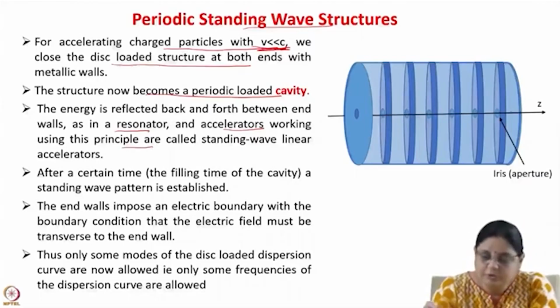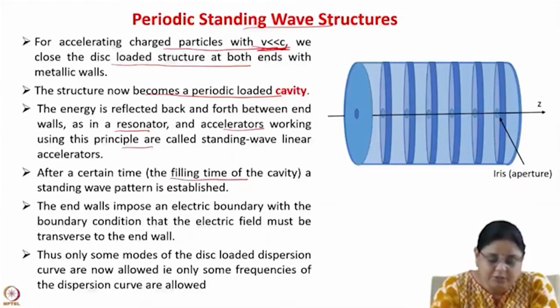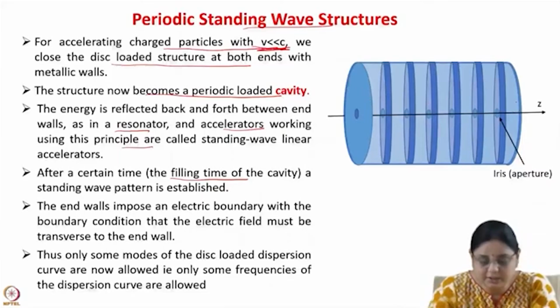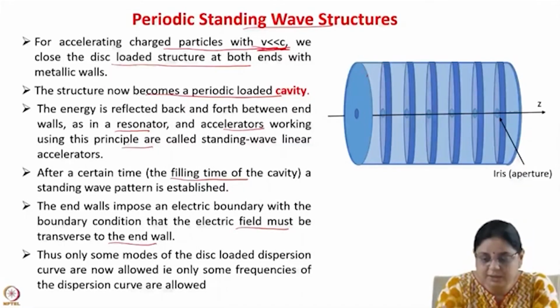After a certain time, when you put the electromagnetic wave inside this, which is known as the filling time of the cavity, a standing wave pattern is established inside the cavity. And now the end walls impose an additional boundary condition, that the electric field must be transverse to the end wall. So you must have an electric field in this direction at the end wall. Okay, this component of electric field is not allowed. So electric field has to be in normal direction only.